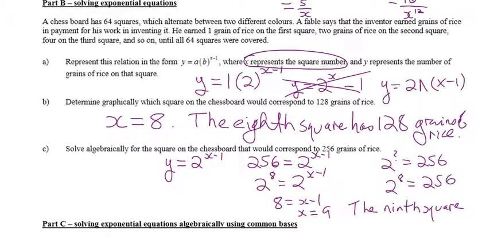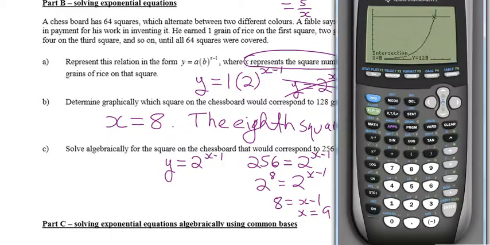Questions? I know you're curious. I mean, you want to know, so how many grains of rice are there on the 64th square? It'll be 2 to the power of 63, which is 9.22 times 10 to the 18th.